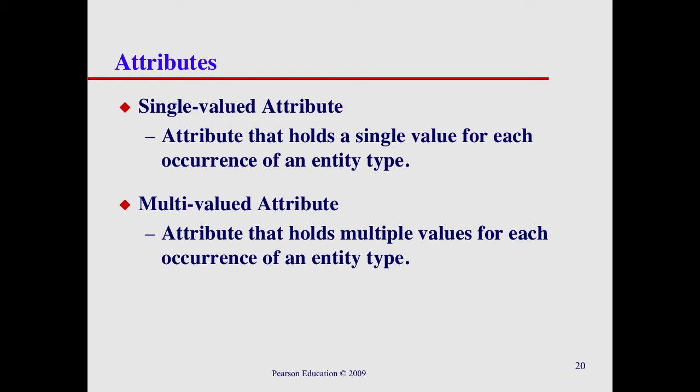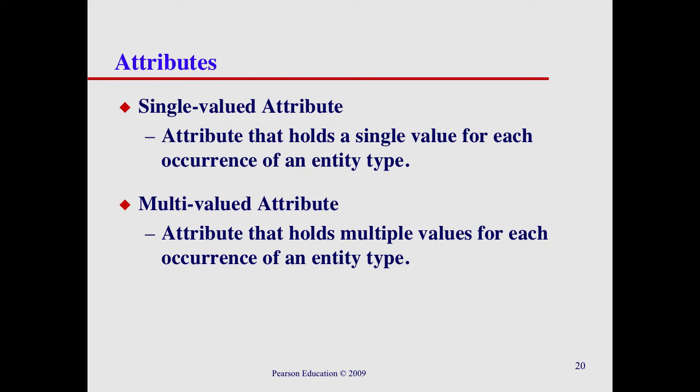Now, multi-valued attributes cause problems for us. Why do multi-valued attributes cause problems for us? Very good. Because you can't store multiple values in one cell of a table. So you have to find a different way to handle that. And as it turns out, what we typically do is we move the multi-valued attribute into its own relation.